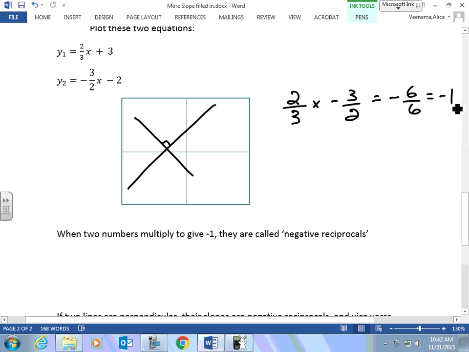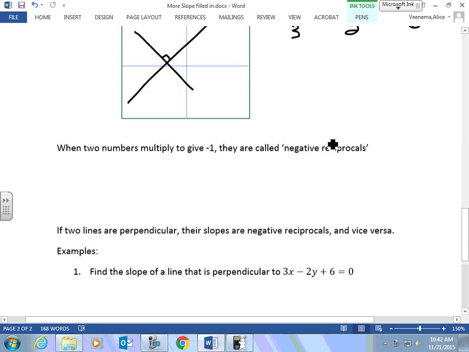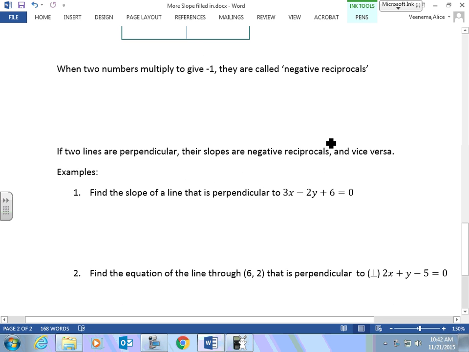So a negative reciprocal has the opposite sign and is a reciprocal of that number. So these two slopes are negative reciprocals, and the lines that they give are perpendicular to each other. So if two lines are perpendicular, their slopes are negative reciprocals, and vice versa. And I just am going to put a little more space here.